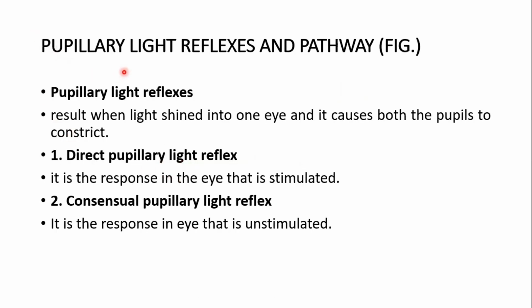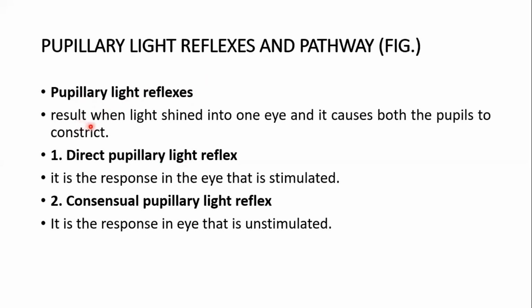Now, I have to talk about the very important visual reflexes. First of all is the pupillary light reflexes and pathway. Here you could see. Pupillary light reflexes result when light shines into one eye and it causes both the pupils to constrict. Number one is the direct pupillary light reflex, and number two is the consensual pupillary light reflex. What is the direct pupillary light reflex? It is the response in the eye that is stimulated. And the consensual pupillary light reflex is the response in the eye that is unstimulated.